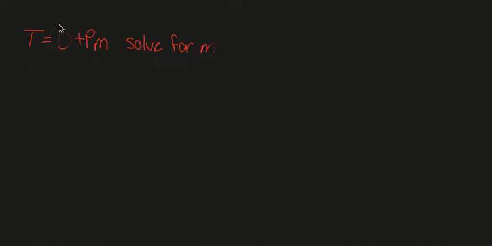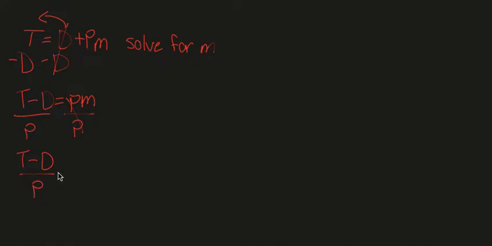We isolate PM by moving D over to the other side. So we need to subtract D on both sides. On the right side, D minus D cancel. And on the left, we're going to have T minus D equals P times M. The last step to get M by itself is by dividing by P. And finally, we're going to get T minus D over P equals M.